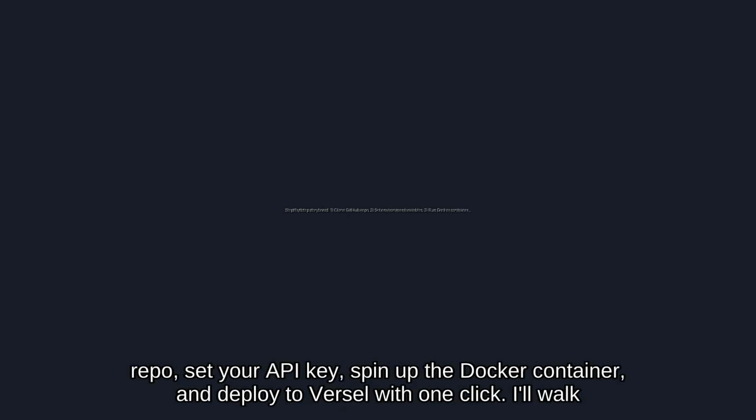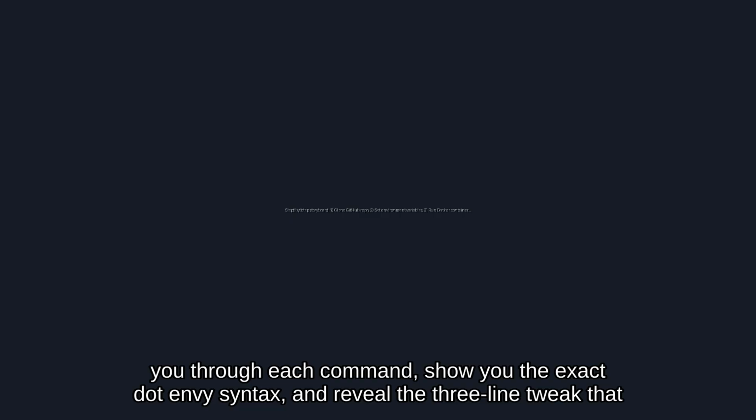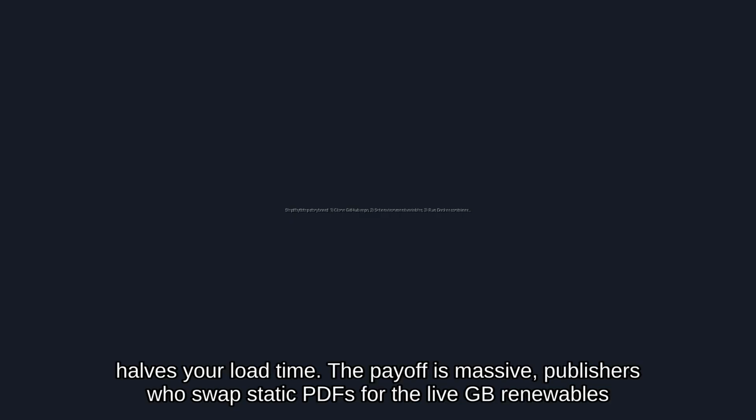Grab the starter repo, set your API key, spin up the Docker container, and deploy to Vercel with one click. I'll walk you through each command, show you the exact .env syntax, and reveal the 3-line tweak that halves your load time.